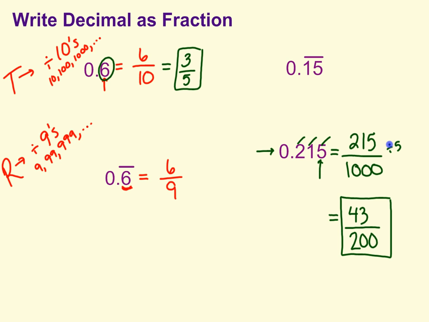All right, so 6 divided by 9, that's our answer. However, can we reduce? You can divide them both by 3. 6 divided by 3 is 2. 9 divided by 3 is 3. So our reduced answer is 2/3.